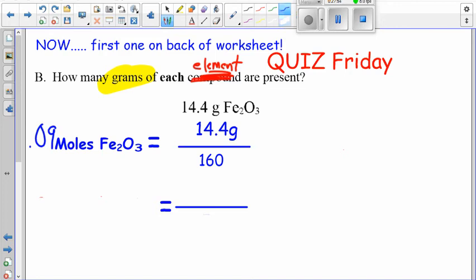If I give you the mass of something, you should be able to tell me, after you get the formula weight, how many moles of that thing you have. Now, using the skill we just learned in the previous section, I want you to tell me how many moles of iron and how many moles of oxygen you have. If you have 0.09 moles of Fe2O3, how many moles of just Fe do you have?